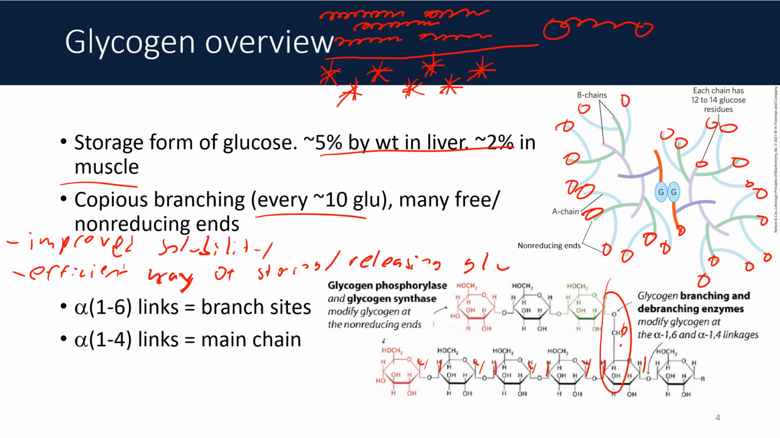The enzymes chiefly responsible for building and breaking the non-reducing ends are glycogen phosphorylase and glycogen synthase. We will be discussing how these enzymes work coming up next.